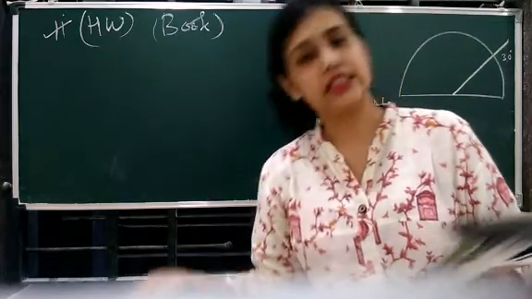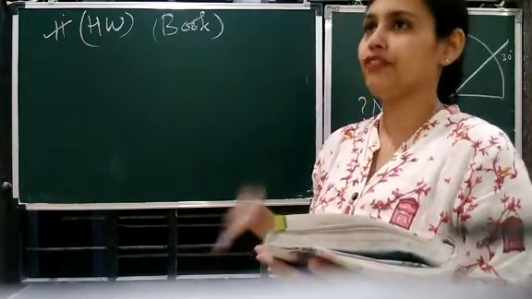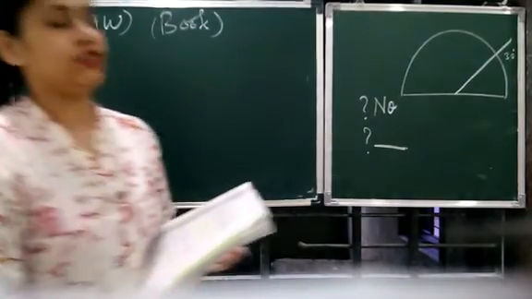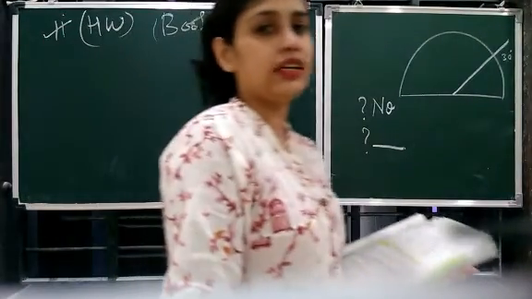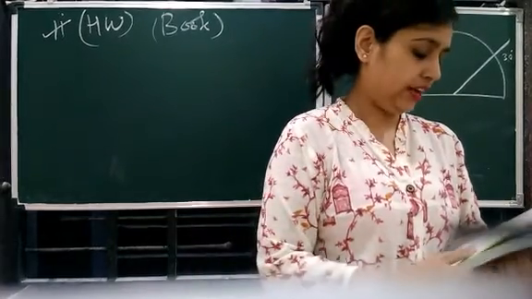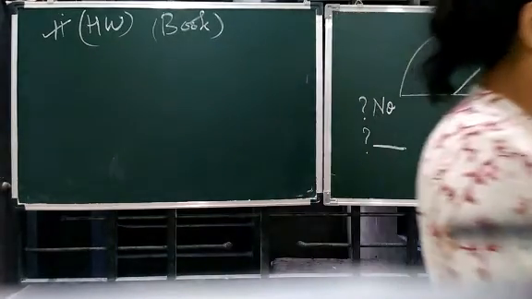If your angle is less than 90 degrees, then it will be acute. If it is 90 degrees, it will be right. More than 90 and less than 180, then it will be obtuse. Equal to 180, then it will be straight. More than 180, then it will be reflex. Okay, like this you can complete.